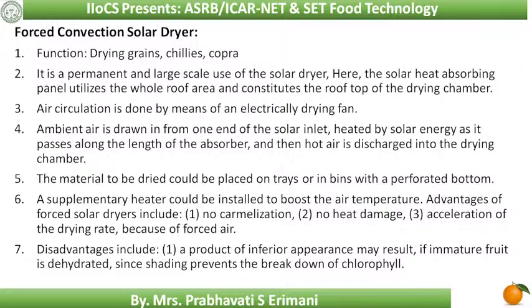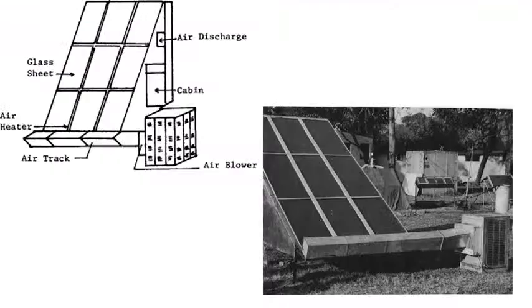So, acceleration of the drying rate. Because of the forced air, no caramelization means heat will not remain as it is continuously at a high temperature. The disadvantage is that a product of inferior appearance may result. If immature fruit is dehydrated, then we can expect the appearance will not look good, because shading prevents the breakdown of chlorophyll. Okay, so this is the one disadvantage, and it is the picture.